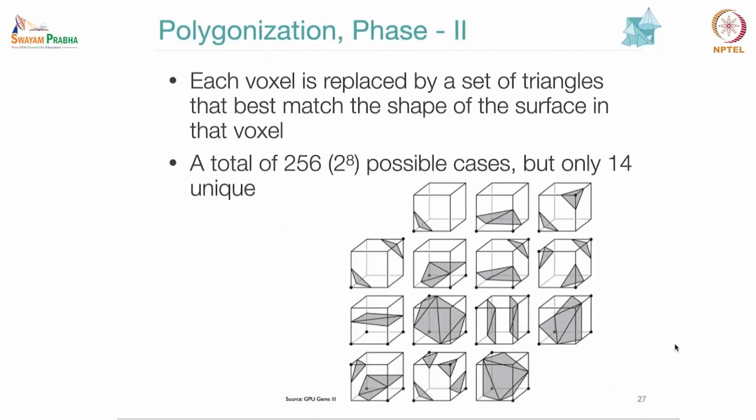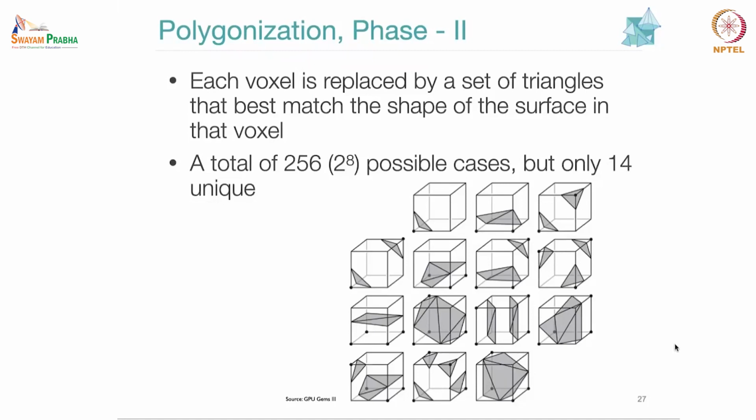Now, depending on the number of positive corners and negative corners, or the lower corners and higher corners in the cube, there are different configurations of triangles, or the surface passing through. Remember, we are triangulating now. We are converting the implicit field into triangles. So therefore, these are the functions.